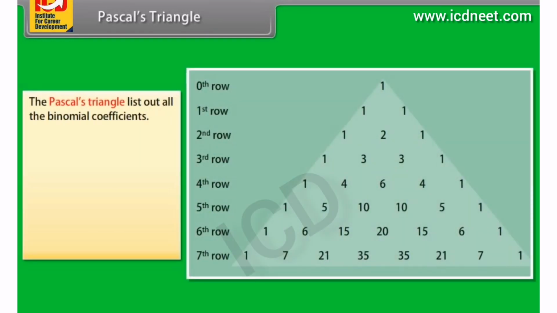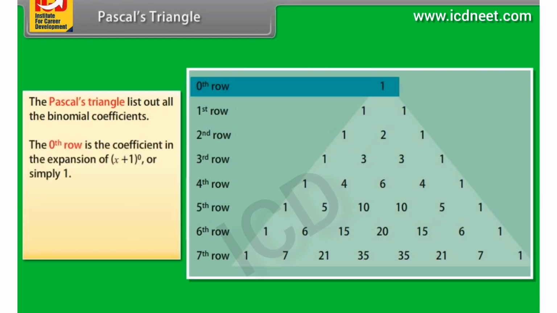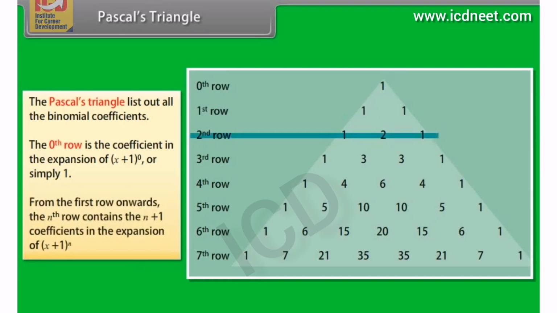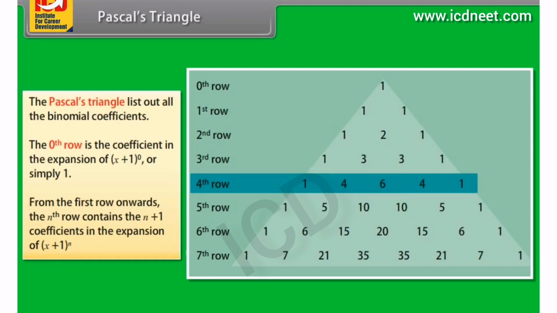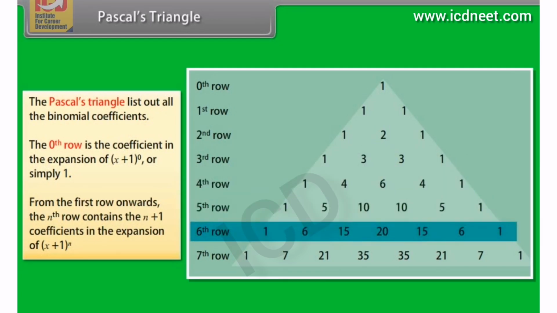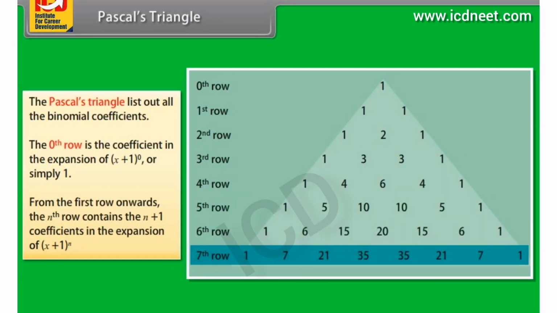Pascal's triangle. The Pascal's triangle lists out all the binomial coefficients as shown in the figure given below. The zeroth row is the coefficient in the expansion of (x + 1)^0, or simply 1. From the first row onwards, the nth row contains the n + 1 coefficients in the expansion of (x + 1)^n.